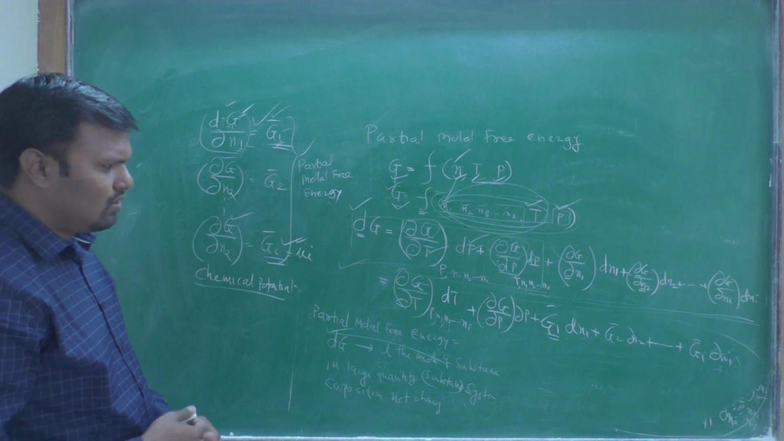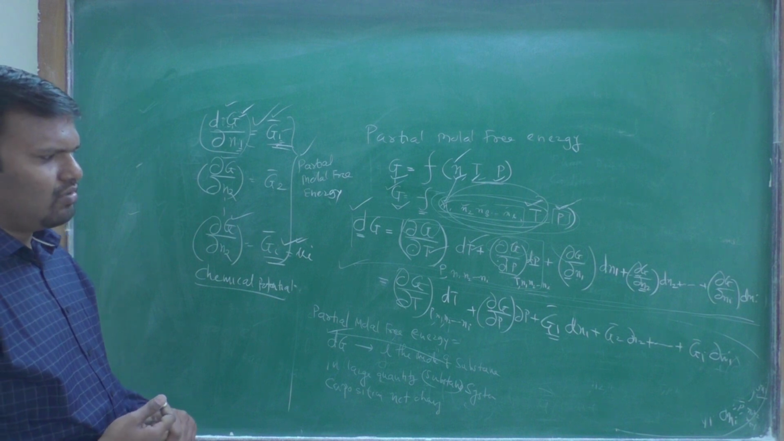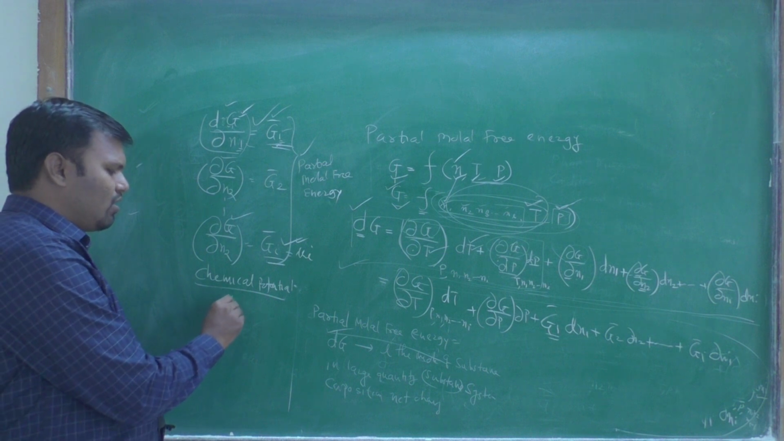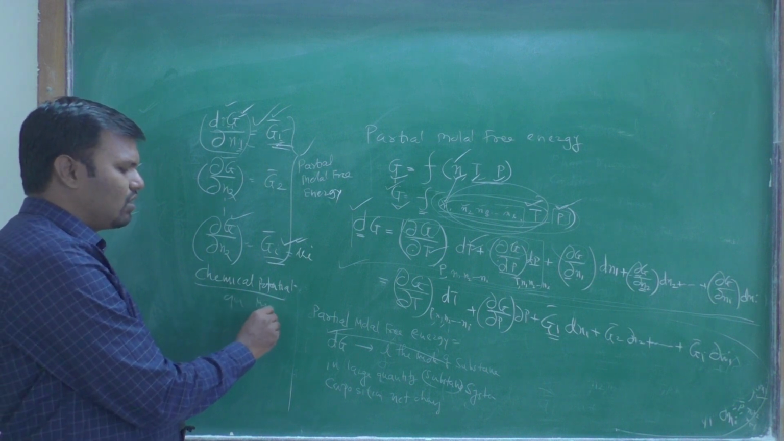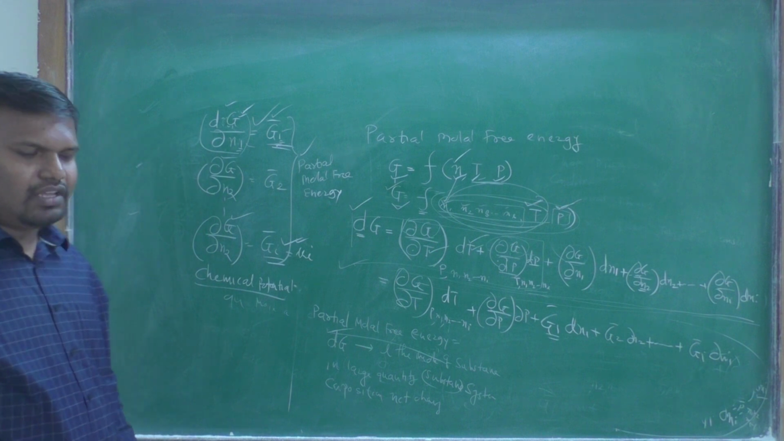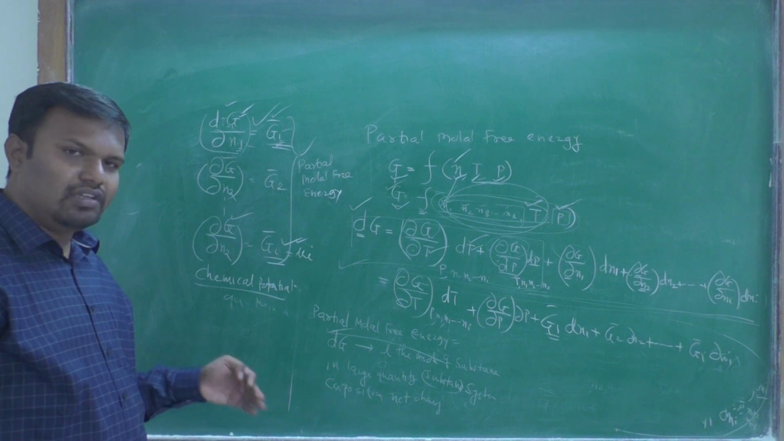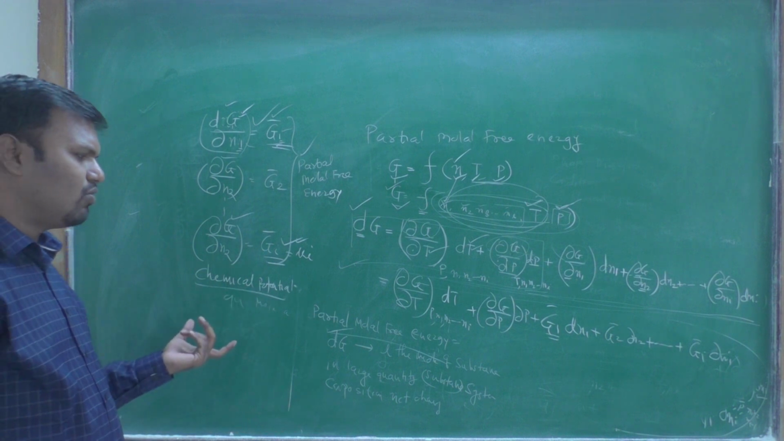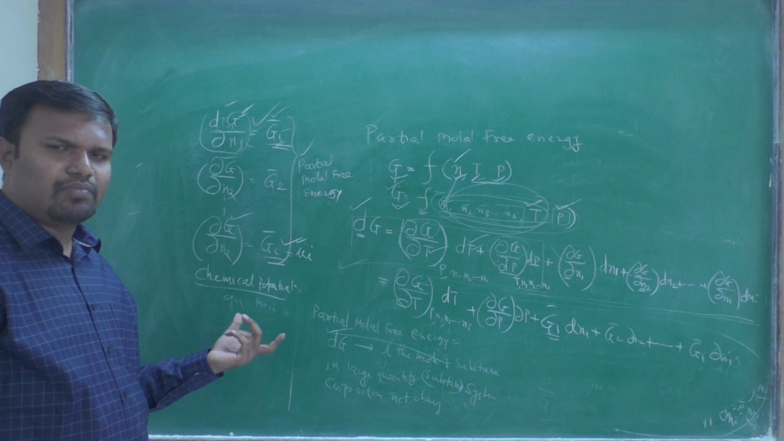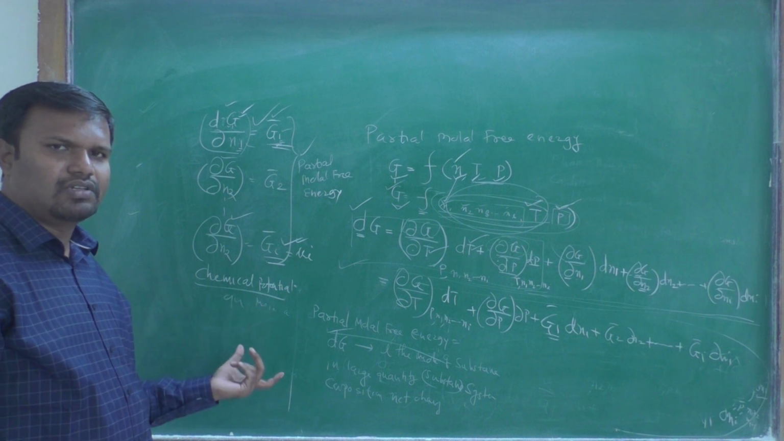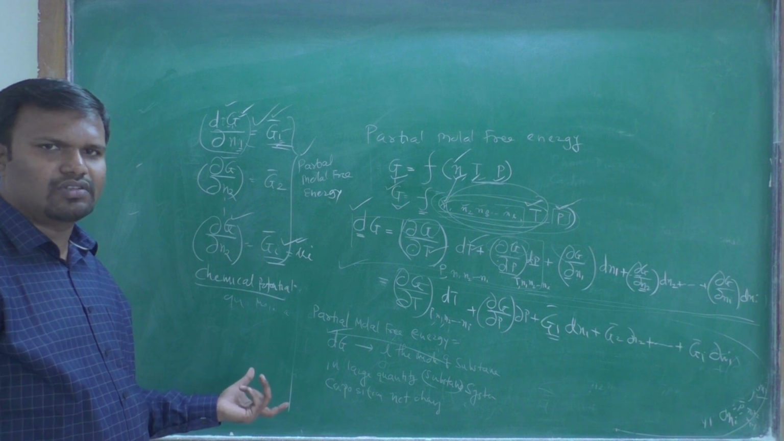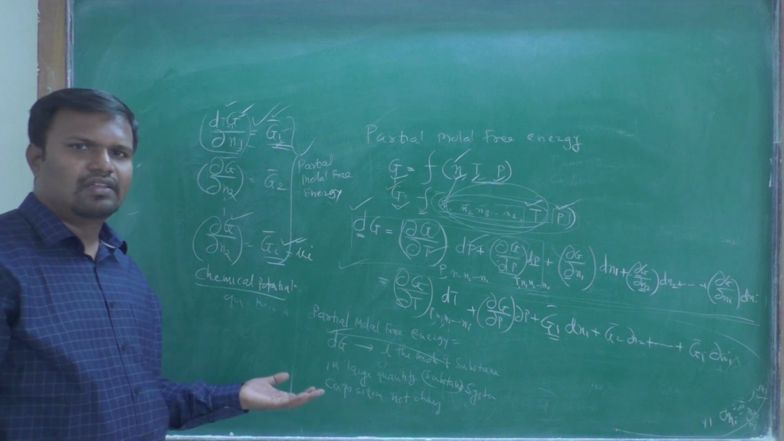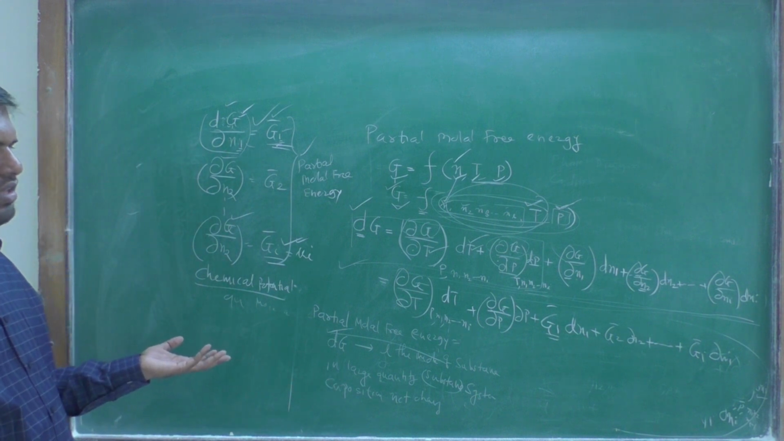Now the condition for equilibrium is that the partial molar free energy of each constituent or each substance remains constant in each phase. This is the condition for equilibrium. Remember that the condition for equilibrium is that the partial molar free energy of a substance in each phase remains constant during equilibrium, then equilibrium is maintained. This is the condition for maintaining equilibrium.